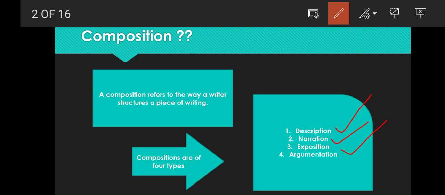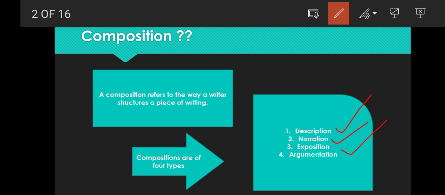He was thinking that daffodils are still alive in his eyes. It is going on. They are fluttering. Okay, so what he was doing is exposition. It is known as exposition, right? So this is what has been called the exposition type of composition, right?